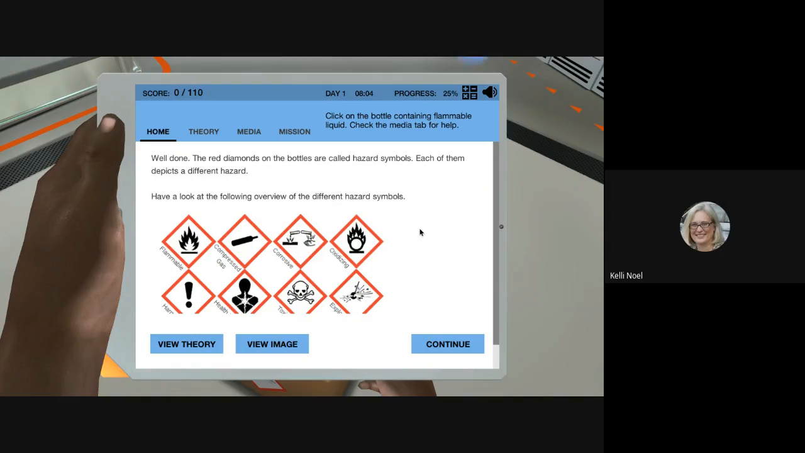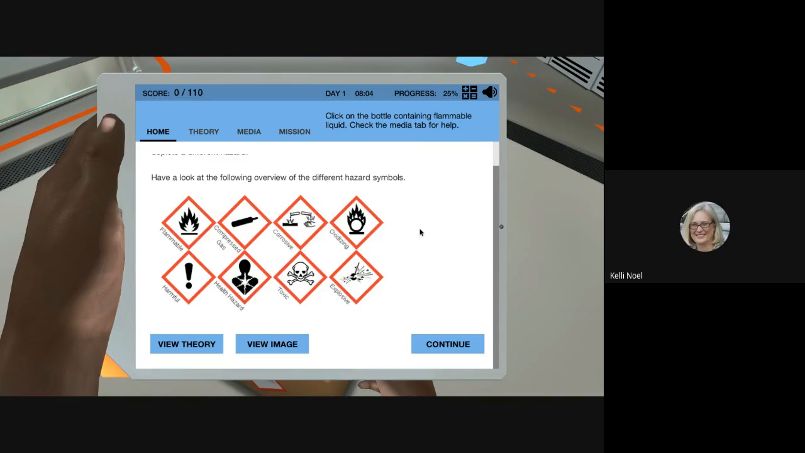It says the fire and red diamonds on the symbol bottles are called hazard symbols. Each of them depicts a different hazard. Have a look at the following overview of the different hazard symbols. All right. So, and then if you need to access this picture again, it's going to be under media, this tab here. Theory has all the information that is gone over. So if you need to, click here before you answer a question.